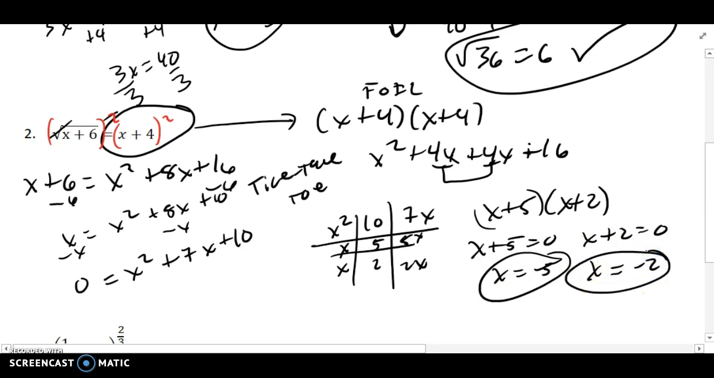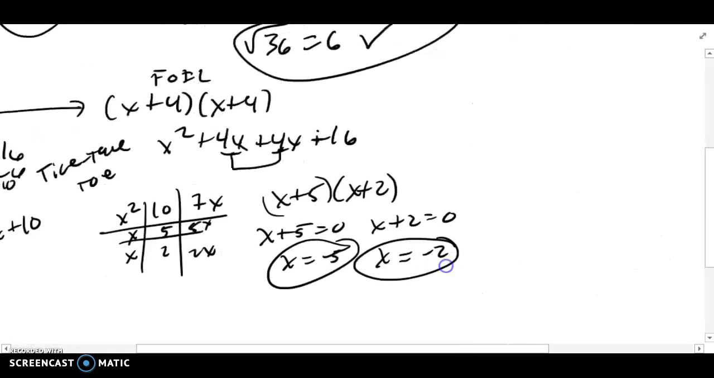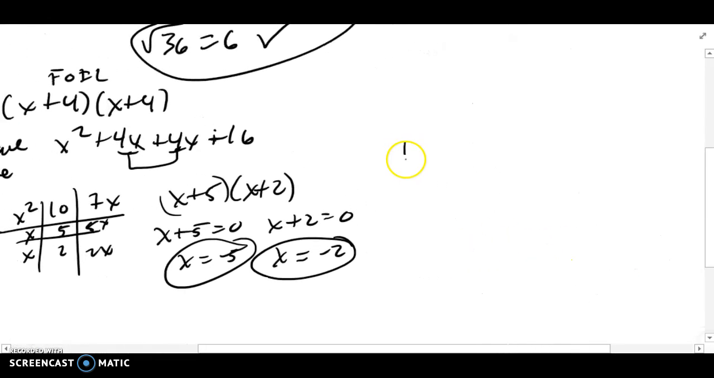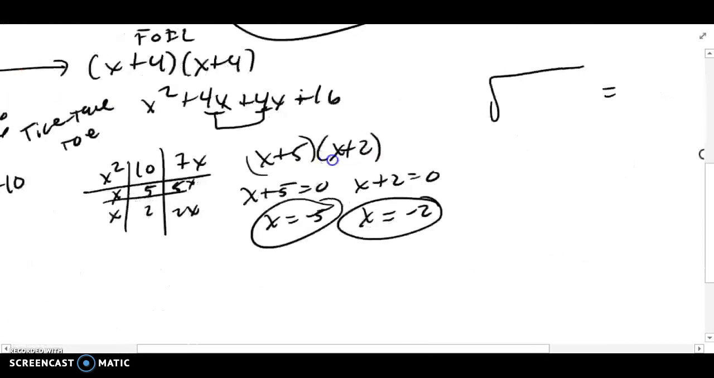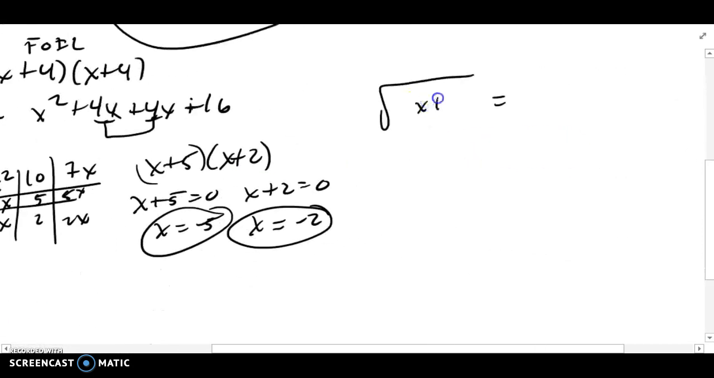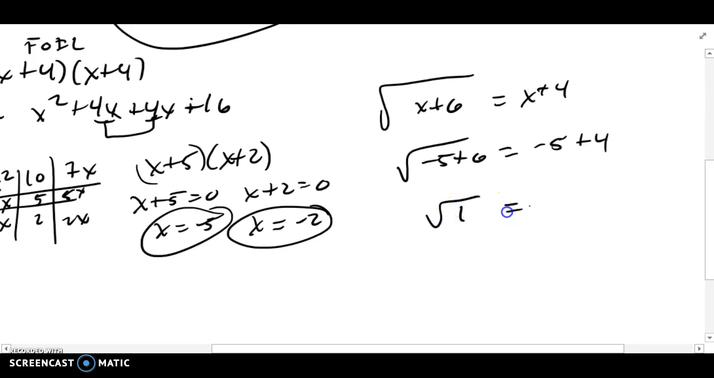Okay. From there we have to see if this is going to work. Sometimes it doesn't work. So our problem was the square root of x plus 6 equals x plus 4. So let's take this negative 5 and let's put it in. So we get the square root of negative 5 plus 6 is equal to negative 5 plus 4. When I put those, I get the square root of 1 is equal to negative 1. And this is not true. So that is an extraneous solution.